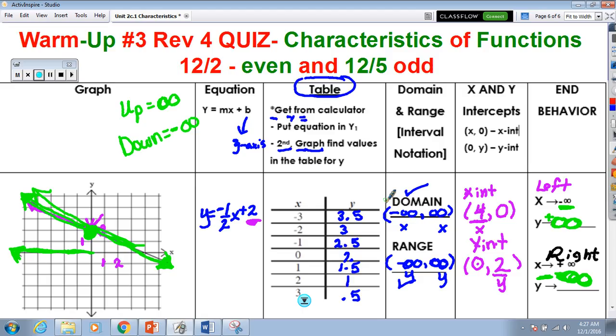And that is it. I need you to make sure you have the warm-up titled number 3. This is your review for your quiz. Make sure you have the correct date on it. If you're even, that should be 12/2. If it is Monday and this is an odd class, then you should have 12/5. Okay? Go ahead and put your warm-up in your notebook.